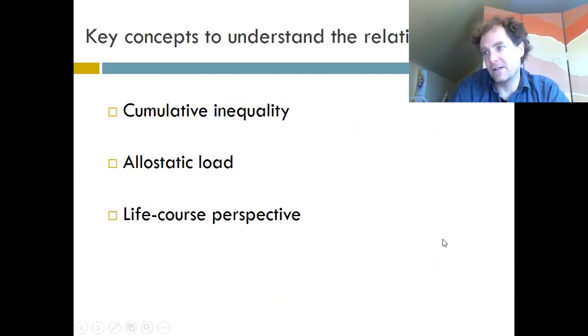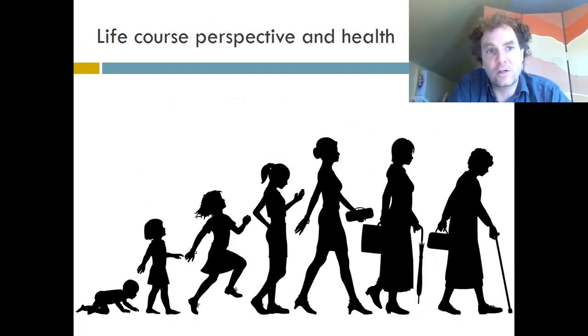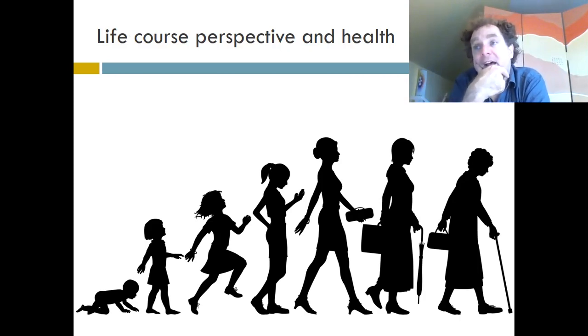The last concept to understand, as I said, all these things go together, is the life course perspective. The idea of the life course perspective is to understand the effect of economics on a person's health. We have to see how it operates over the course of a person's life, from childhood to teenager, to adulthood, to old age. The effects of economic position don't happen all at once, but rather they accumulate. They happen over the long term. It's a slow moving effect.